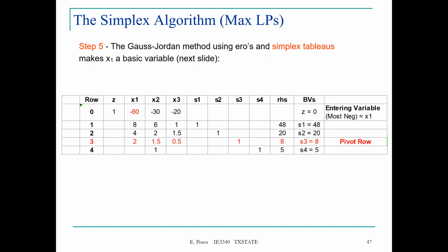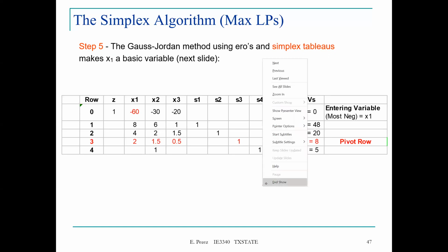So here we have step 5. We're going to use the Gaussian method with elementary row operations and simplex tableaus. We make x1 a basic variable on the next slide. As you can see, this is the original table, in which the basic variables are s1, s2, s3, and s4.